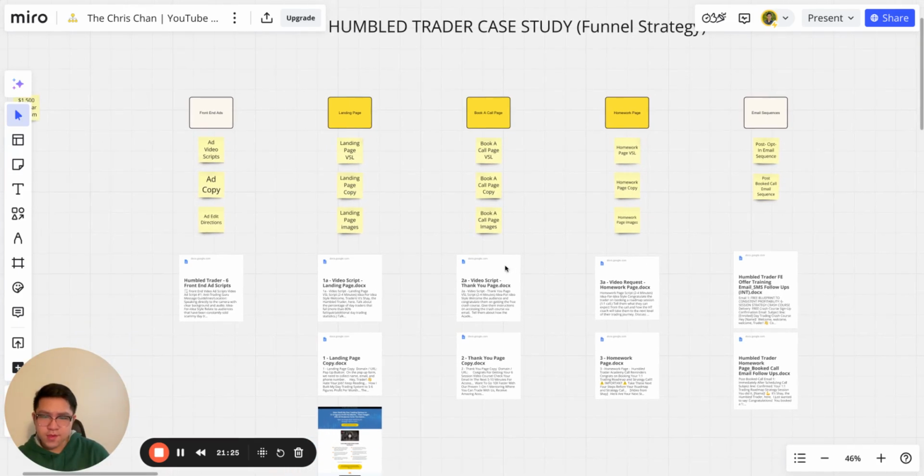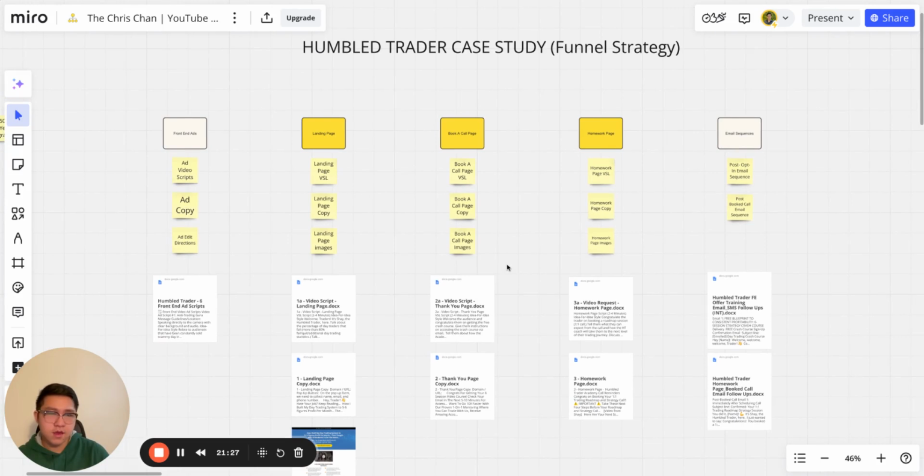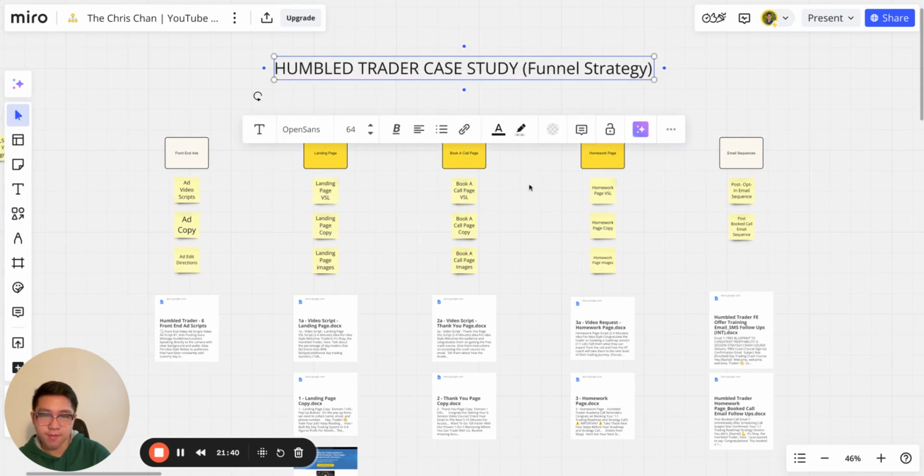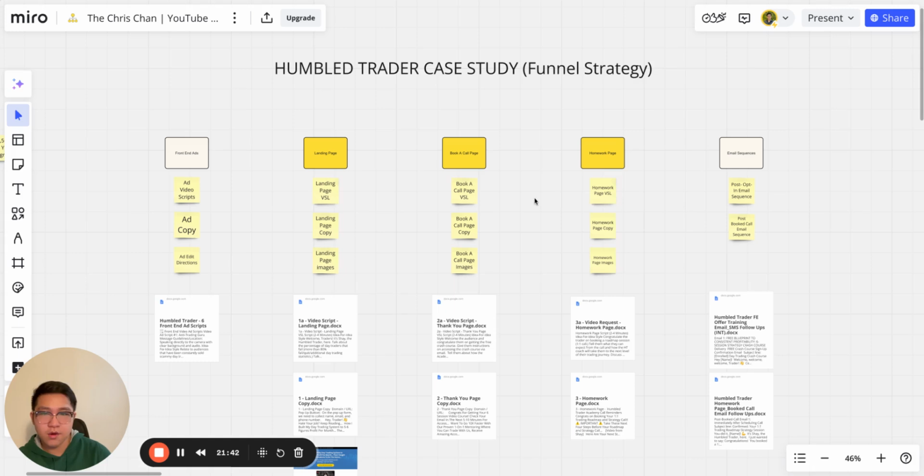And so, yeah, this is, again, just a very quick sort of overview. I guess not quick anymore, already 21 minutes in, but an overview of what a 7-figure funnel would look like in a very simplified, concrete, tangible manner. So you have your front end ads, landing page, book a call page, homework page, email sequences. Lead magnet is very important. You've got to make sure that that's high quality. Front end ads and landing page, you need to make sure that the messaging is congruent.